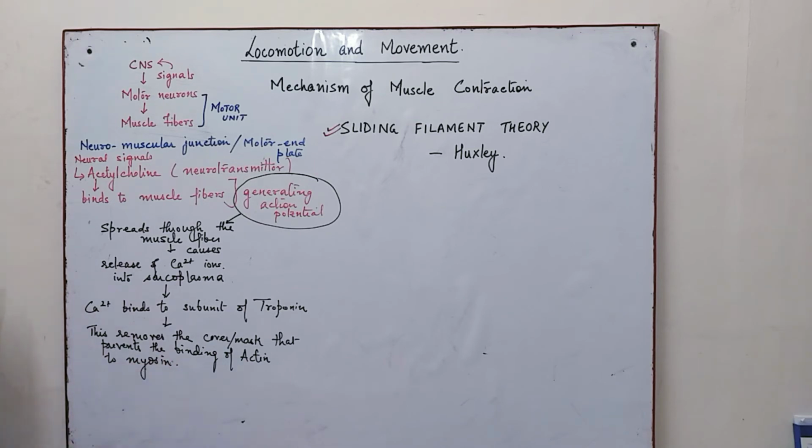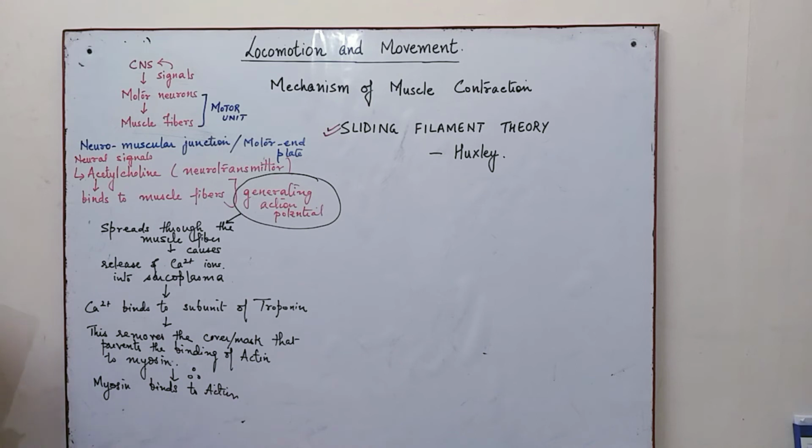Now, due to the uncovering of the troponin subunit, the cover or mask which is present on the troponin is removed, so the actin is now ready to bind with the myosin. Therefore, the myosin binds to actin.